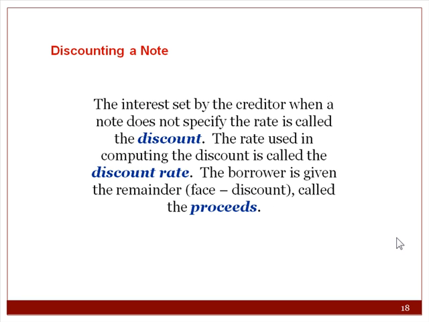There's a term called discounting a note, and this is kind of an advanced accounting topic that you'll talk about more as you take more accounting classes, but I do like to mention it in beginning accounting. The interest set by a creditor when a note does not specify the rate is called the discount. So the rate used in computing the discount is called the discount rate. The borrower is given the remainder, called the proceeds. Think of it like the note has the interest already embedded in it, and this is a commonality.